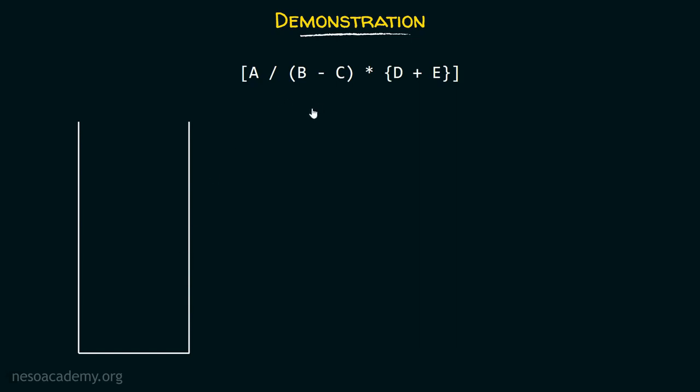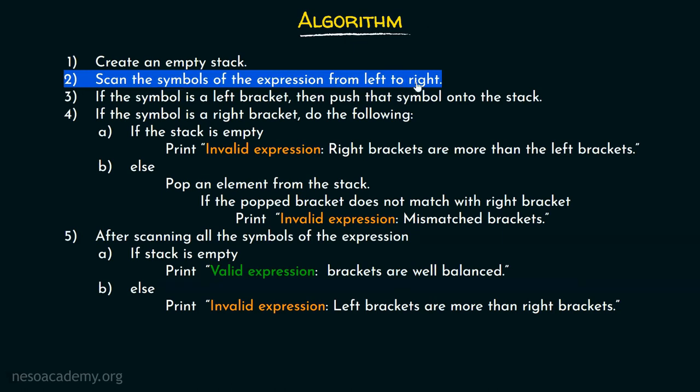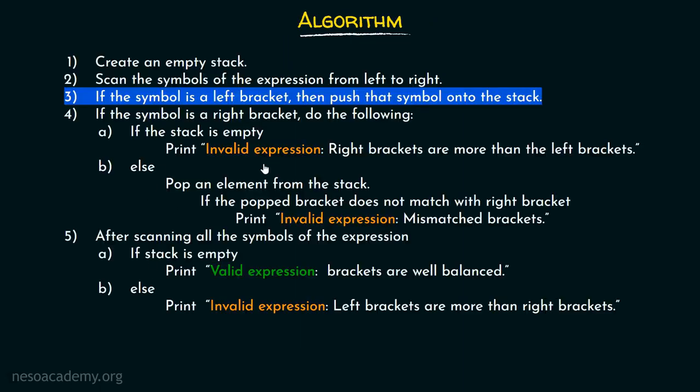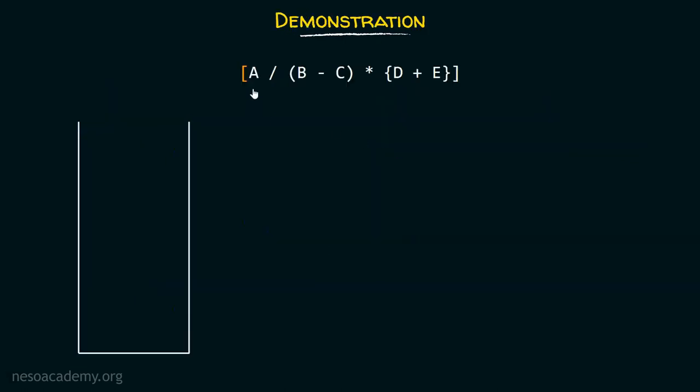Let's see how. We have to scan the symbols of the expression from left to right. This is according to this algorithm. You can see that the first symbol that we have encountered in this expression is a square bracket. We must push this square bracket inside the stack. Now why are we doing this? This is according to the algorithm. If the symbol is a left bracket, then push that symbol onto the stack. You can see that this is a left bracket, right? And to be precise, this is a left square bracket. We must push this square bracket inside the stack.